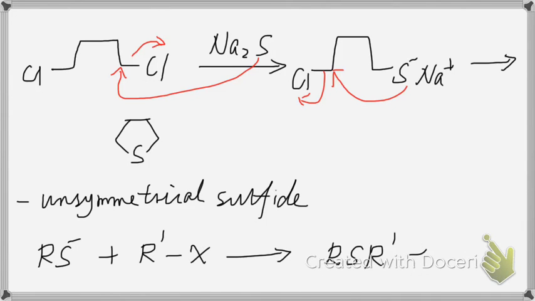Regarding unsymmetrical sulfides, we will use the same method as for ether preparation, which is the Williamson ether synthesis, right? To make ether, we want alkoxide and alkyl halide. To make sulfides, we will need the RS minus, the alkyl sulfide, reacting with an alkyl halide. And again, this will be an SN2 reaction.